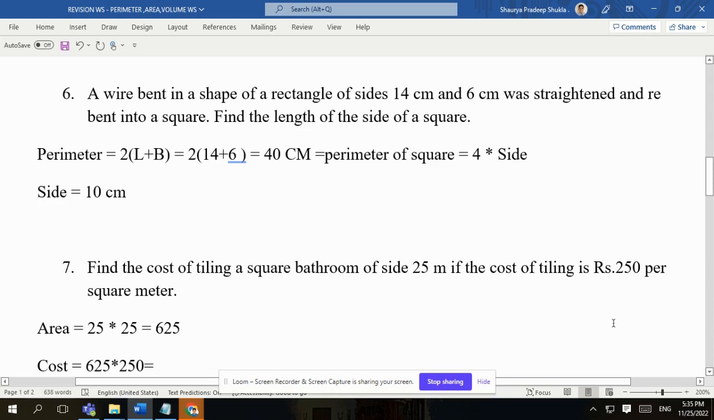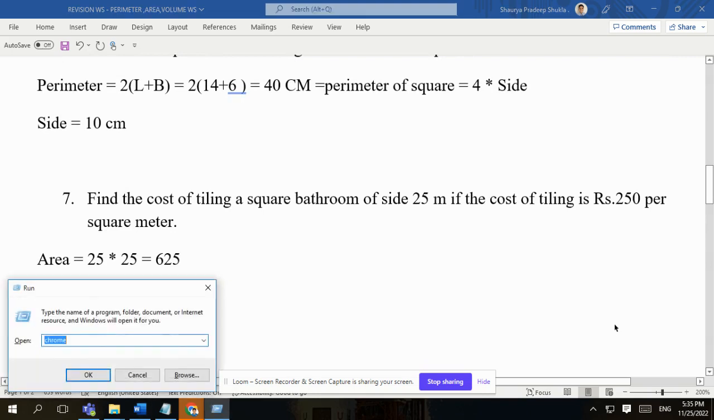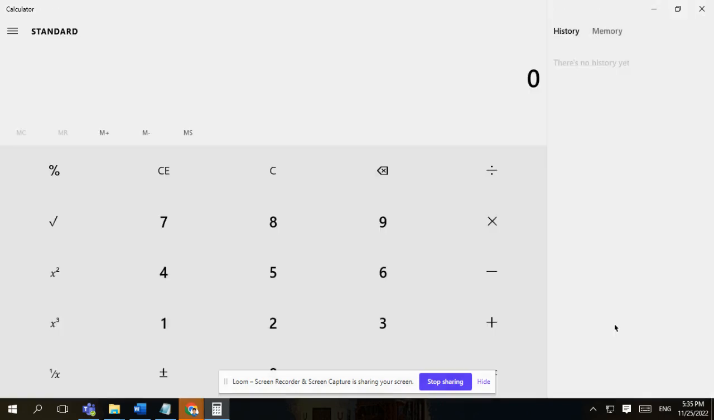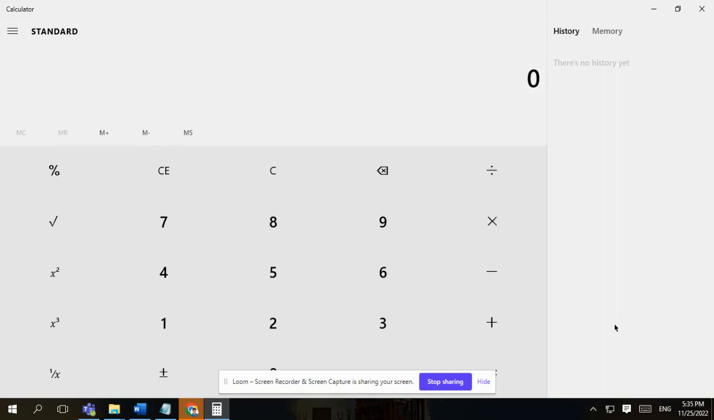All right, the answer for Soria, he is saying 31750. So 31750. Let me quickly double check. Let me also teach you a shortcut for the calculator. You can press Windows R and type calc. It will open the calculator for you. Then you have to enter 625 multiplied by 250.